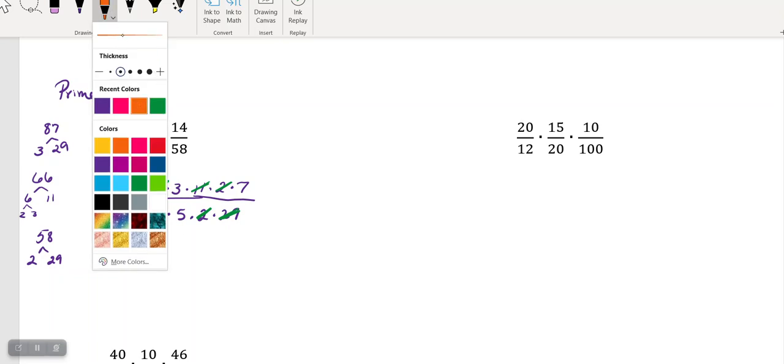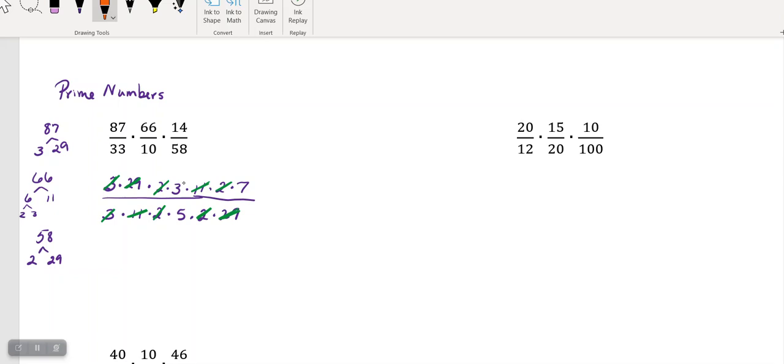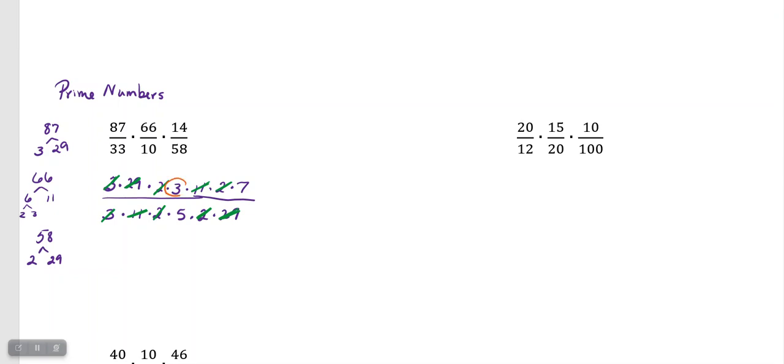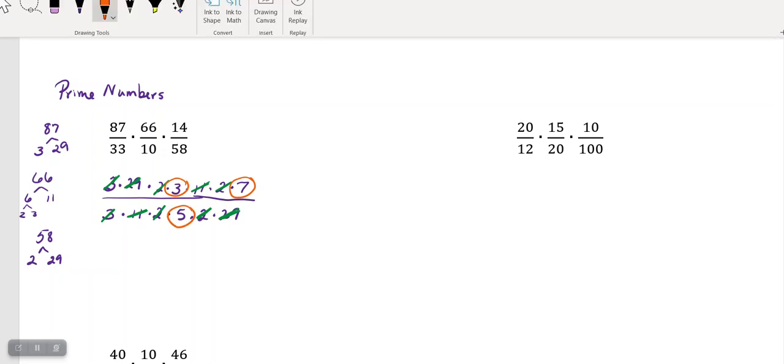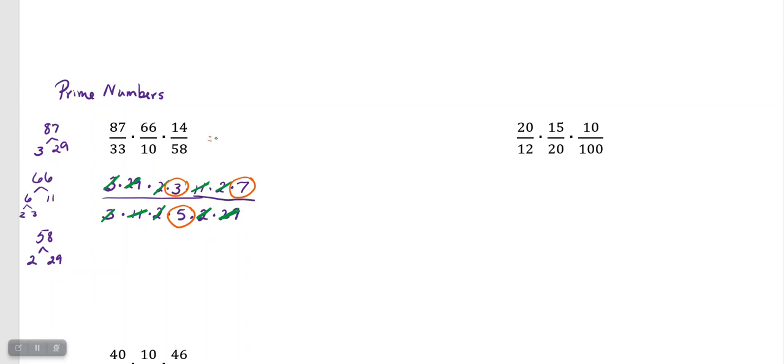So then I am left with, on top, and I'm just going to circle so we don't lose them, a 3 and a 7, and then I'm left with a 5 on the bottom. So that gives me 3 times 7 over 5. 3 times 7 is 21 over 5.